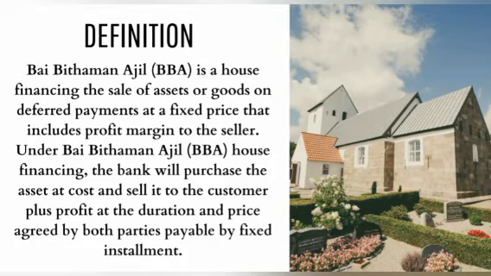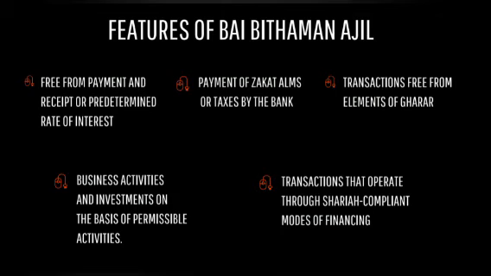The comparison between the conventional and the Islamic one will be discussed in detail. There are 5 features of Bai Bithaman Ajil. The first one is freedom from payment and receipt of a predetermined rate of interest. The second one is payment of zakat, alms or taxes by the bank. The third one is transactions free from elements of gharar. The fourth one is business activities and investments on the basis of permissible activities. And the last one is transactions that operate through Sharia compliant modes of financing.